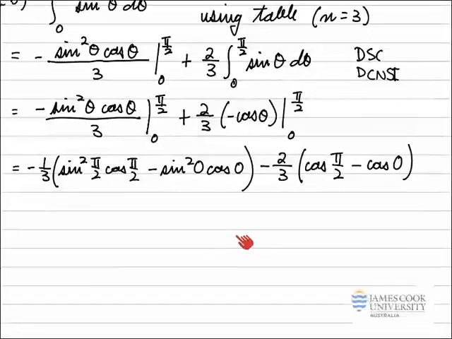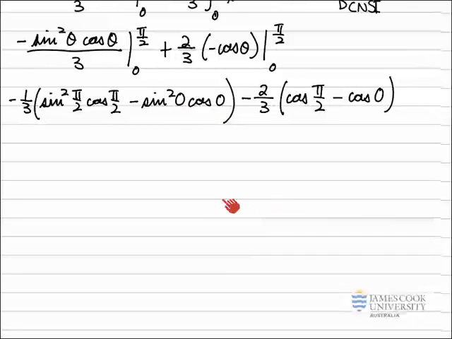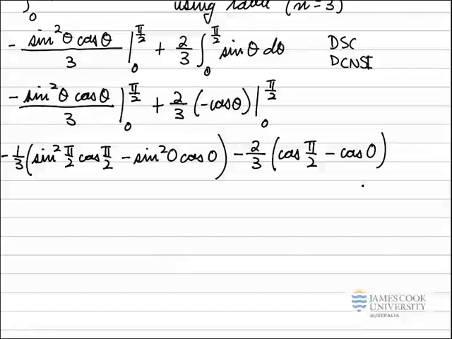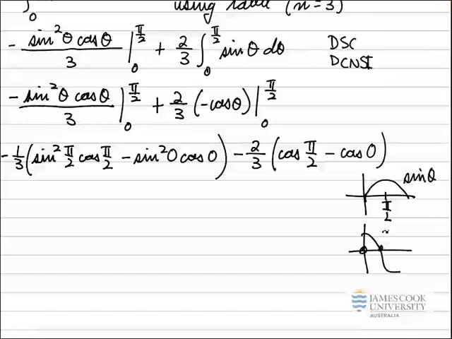To evaluate each of the trig functions here, I'll remember the graph of sine and the graph of cos. So a quick little diagram over the side. Here's the graph of sine theta, in between 0 and pi on 2. So sine of 0 is 0, and sine of pi on 2 is 1. And here's a little graph of cos theta in between 0 and pi on 2. We know that cos of 0 is 1, and cos of pi on 2 is 0.